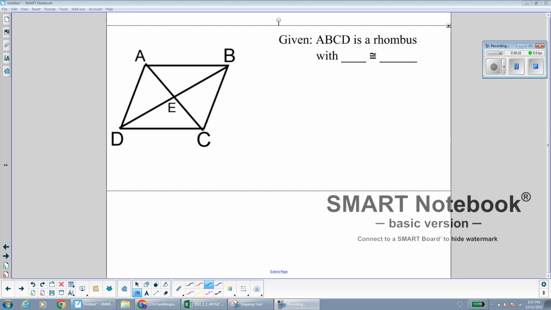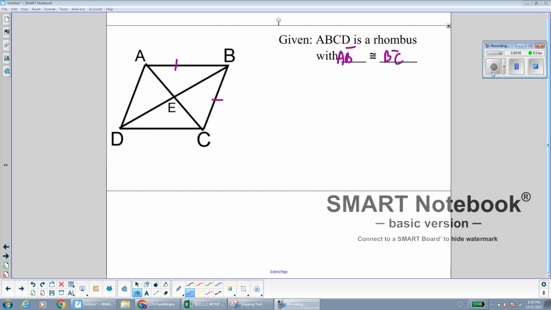By definition, a rhombus is a parallelogram that has congruent consecutive sides. Consecutive sides are any two sides that are right next to each other. So I will just say AB and BC are congruent because, once again, it is a rhombus, and rhombuses are parallelograms that have congruent consecutive sides. Since ABCD is a rhombus, it is also a parallelogram, so it has all the properties of parallelograms as well as special properties of rhombuses.